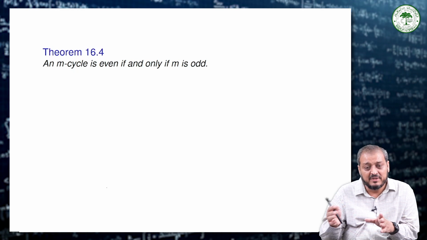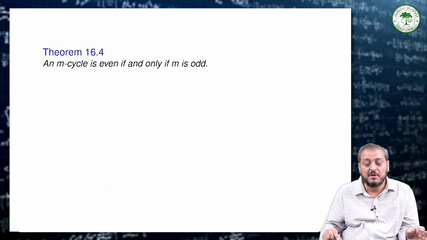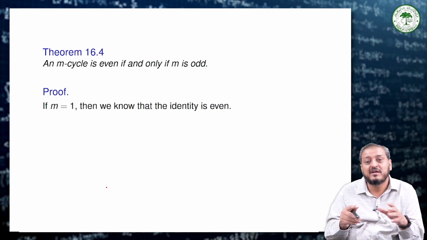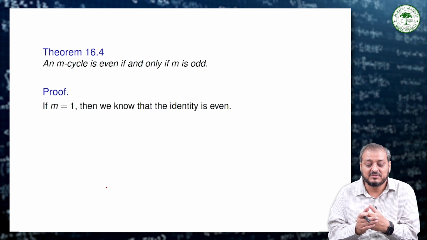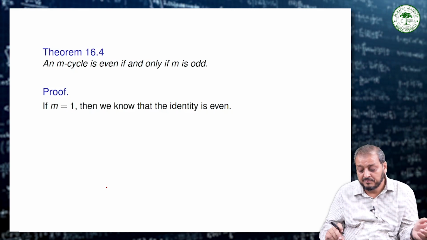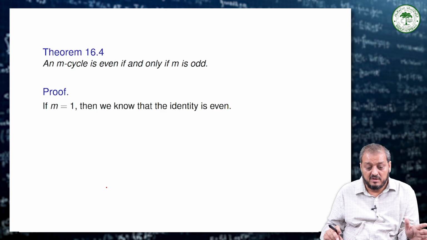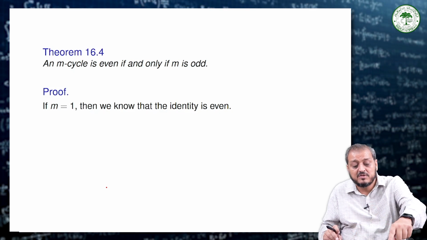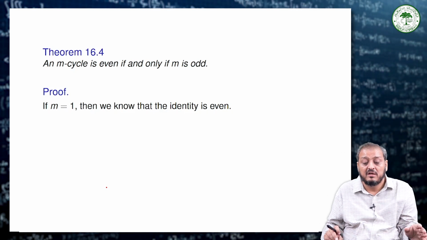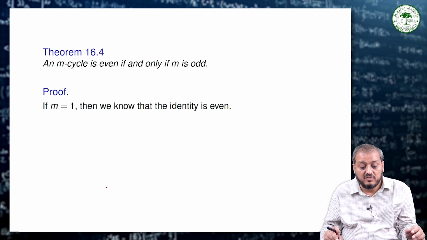We have to prove that an m-cycle is even if and only if m is odd. If m is equal to 1, then we know the identity is always even. So if m is equal to 1, then the cycle is the identity permutation, and this is clearly even.